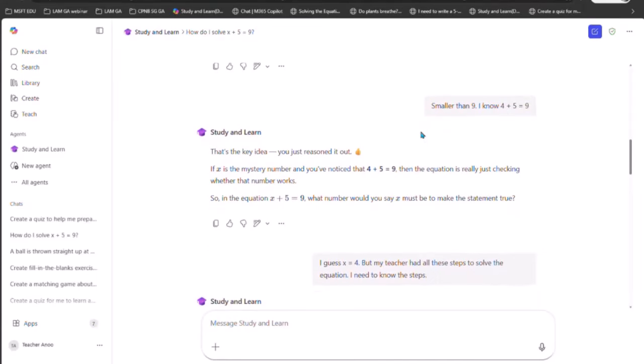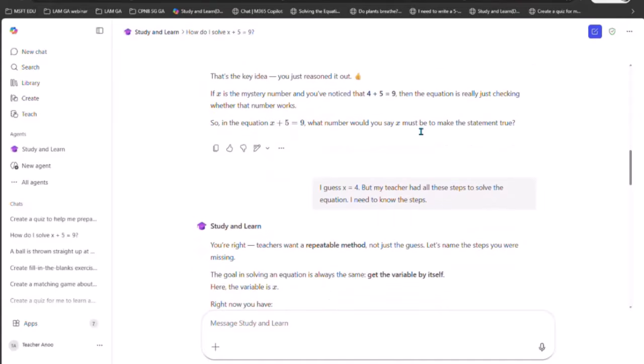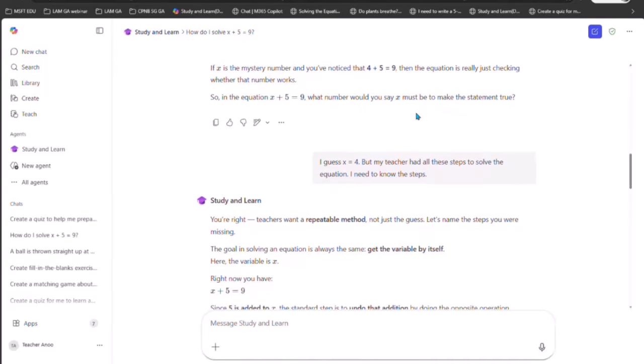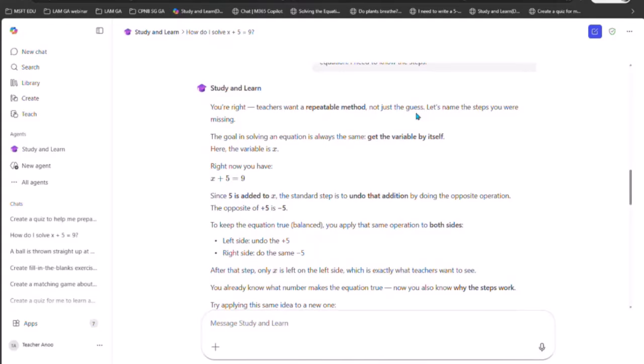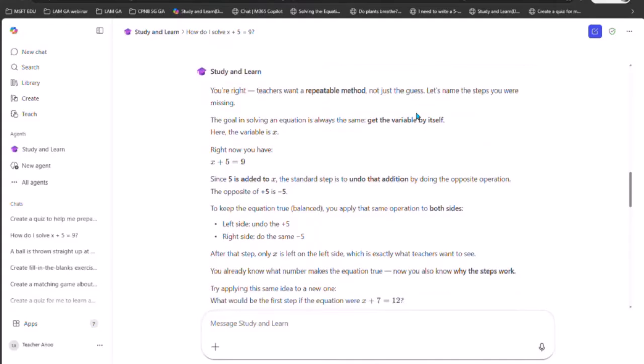And so I said, well, it's smaller than 9, and I know 4 plus 5 is equal to 9, so maybe that's what it is. And now I figured it out. So I have, as a student, some confidence I can figure this out, but all right, so x may be equal to 4, but my teacher had all these steps and all the equation and the writing had to be done. That's right. So now it gets into teaching me the process of how we solve linear equations.